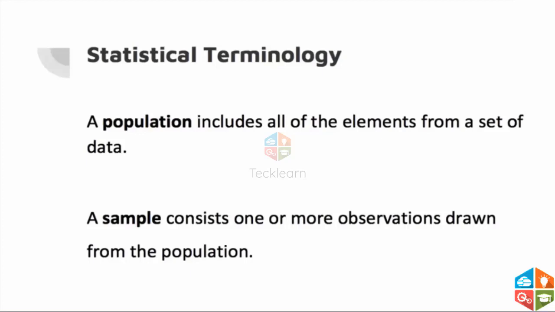So population includes all the elements that we have from a set of data. The whole data set that we have overall, we could define it as a population. And the sample consists of one or more observations that we draw from the population. A population can be small or large as long as it includes all type of data that you're interested in. For example, if you're only interested in the exam marks of 100 students, the 100 students would represent your population.